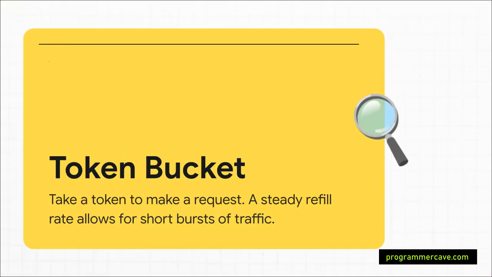First up is the token bucket. Think of it like this. You have a bucket that gets filled with tokens at a steady rate. Every time you want to make an API request, you have to take a token out of the bucket. If there are no tokens, you have to wait. What's great about this is that it allows for short bursts of high activity, because the user can save up their tokens and then spend them all at once.